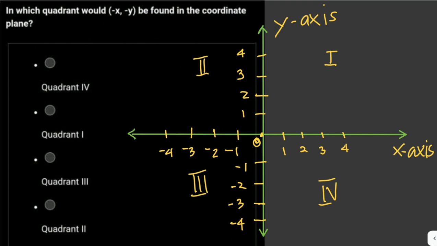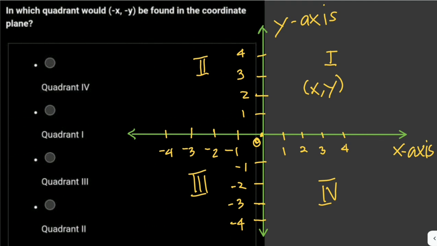So the horizontal line is our x-axis, and the values to the right are positive, and the values to the left are negative. And the vertical line here is our y-axis, and the values going up are positive, and the values of y going down are negative. So in our first quadrant, the values of our x and y are both positive.